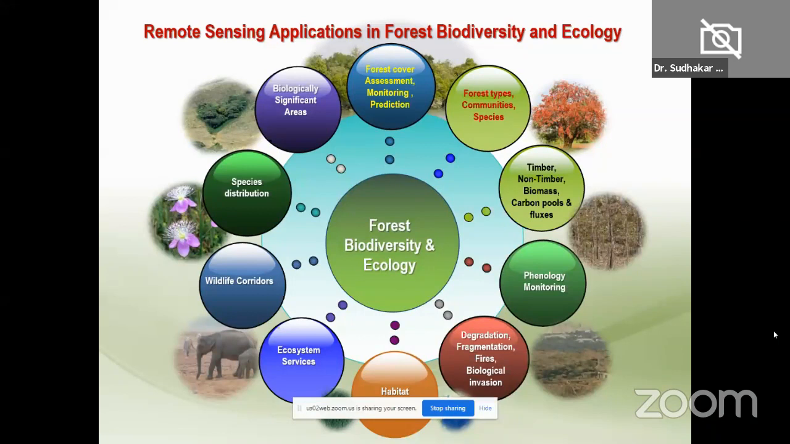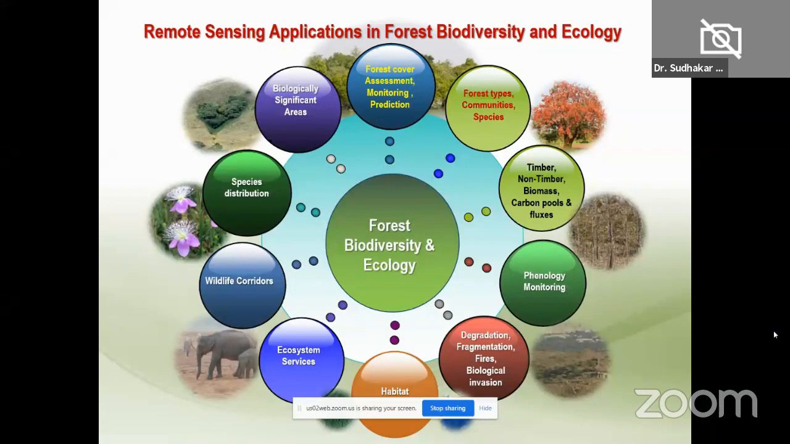So we can assess the vegetation phenology. We can assess the changing pattern of vegetation, like degradation, habitat fragmentation, the impact of fire on vegetation, the increasing threat of invasive alien species, habitat characterization, and we can make use of this data on ecosystem services and so on.